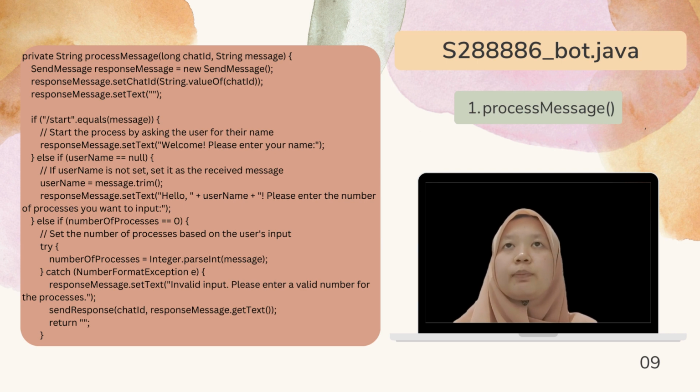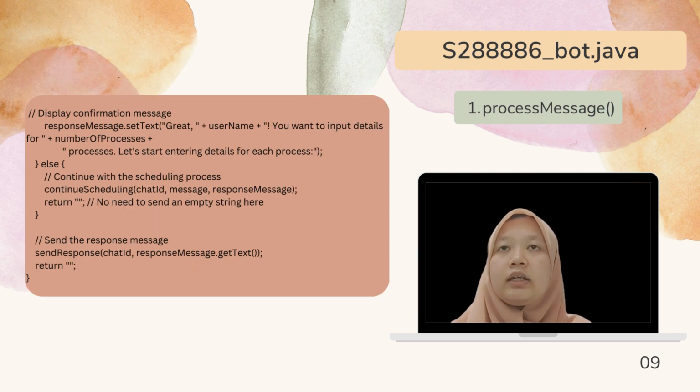Next is the process message method. This handles the logic for different stages of interaction. It processes the user message based on the current state, such as asking for the name, number of processes, or details of each process. And if successful, it sets the number of processes, and it will display a confirmation message. And if not successful, it will set an error message and send it as a response.